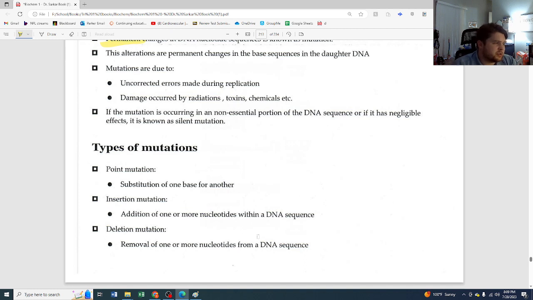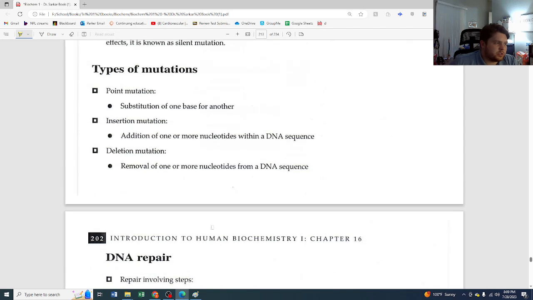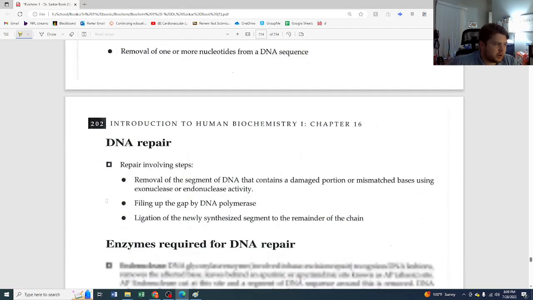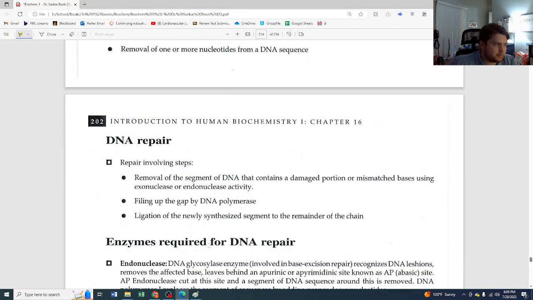So, different types of mutations. We have a point mutation, which is substitution of one base for another. An insertion mutation, which is the addition of one or more nucleotides within a DNA sequence. You have a deletion mutation, which is the removal of one or more nucleotides from a DNA sequence. And then in order to repair those, our body has specific repair steps.